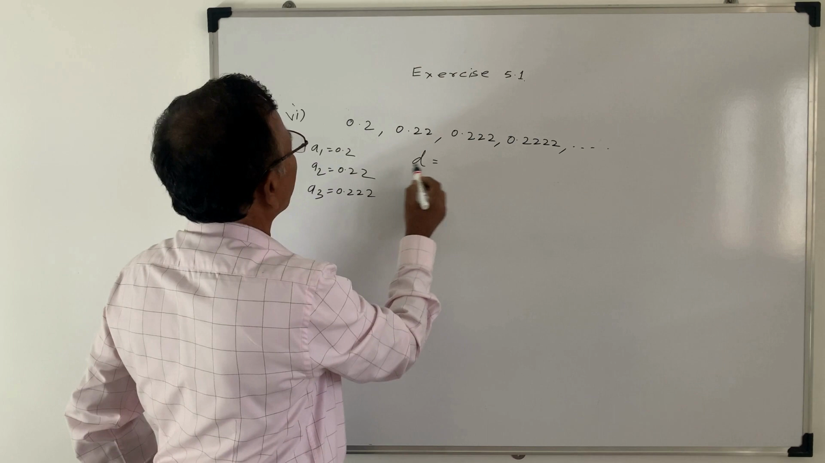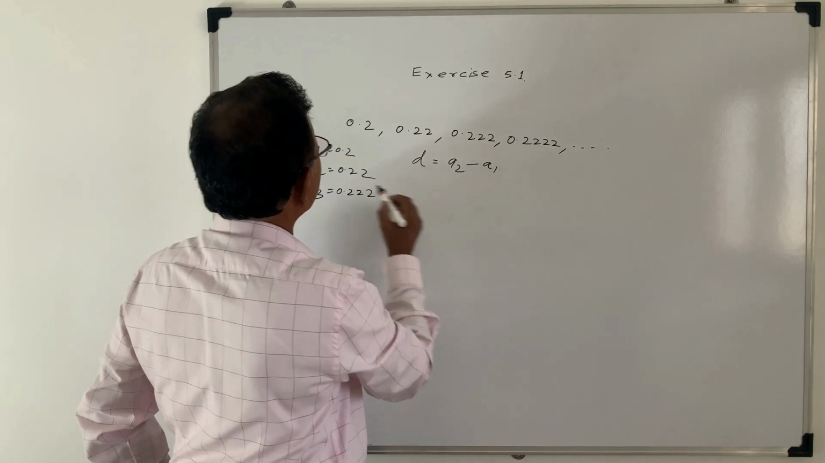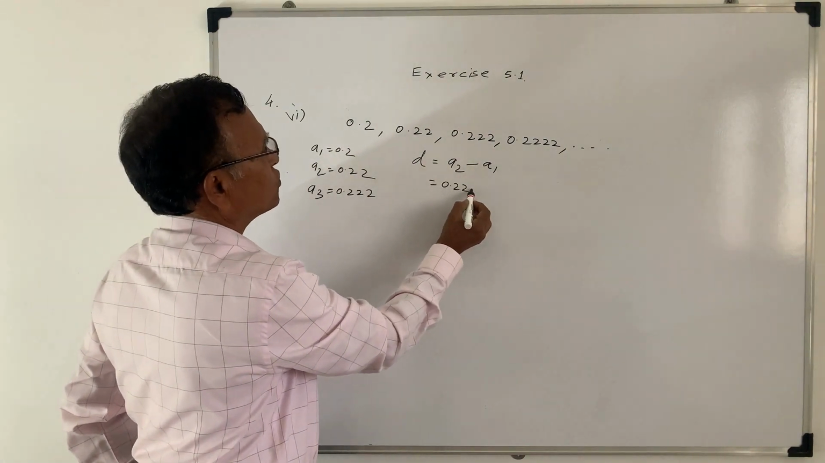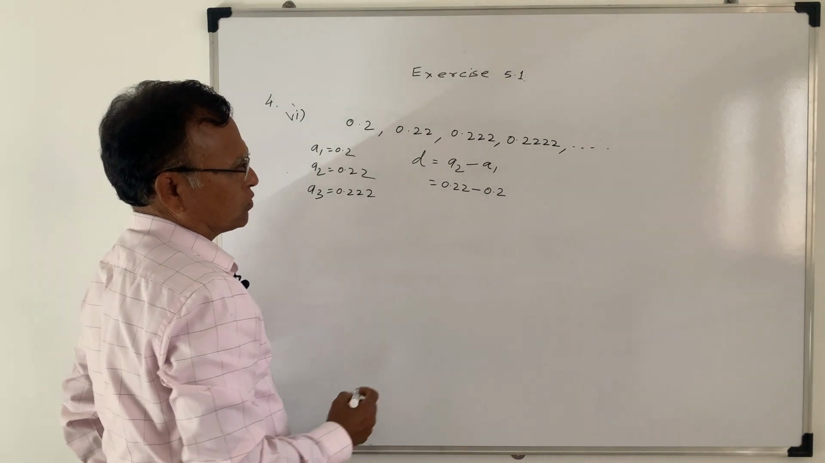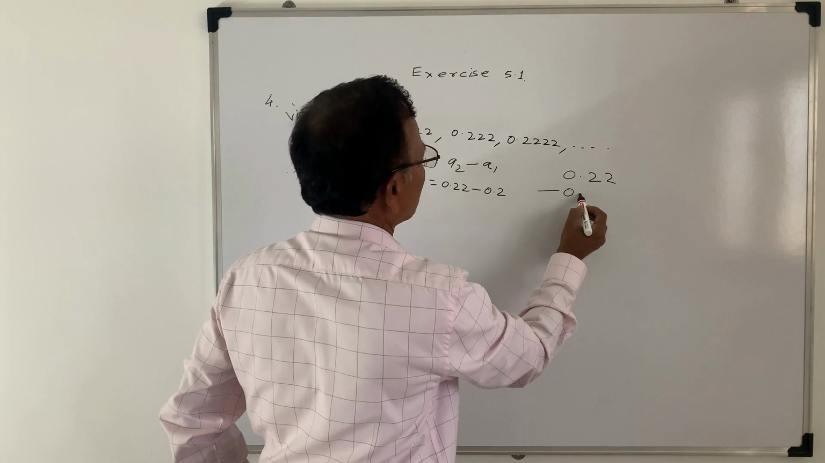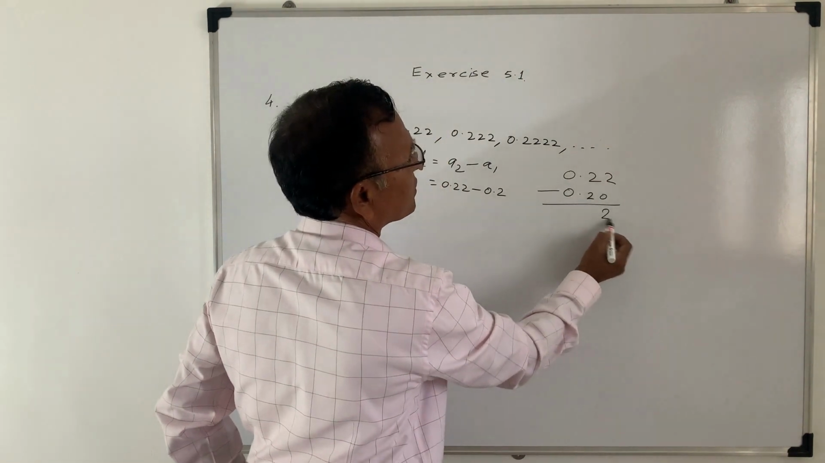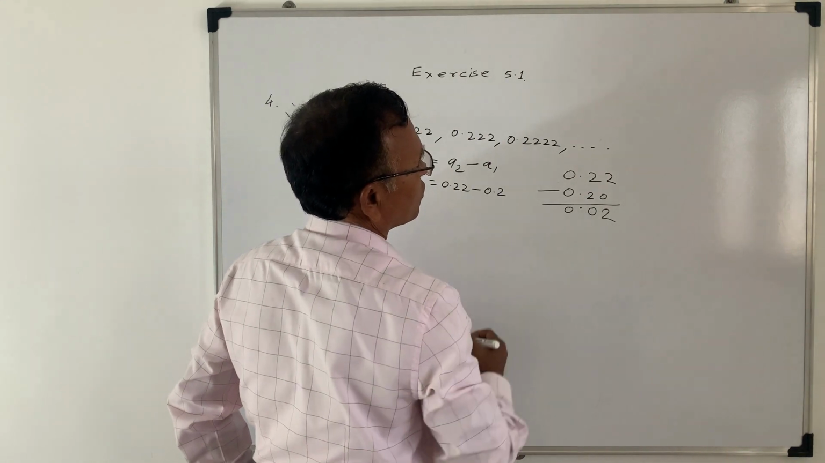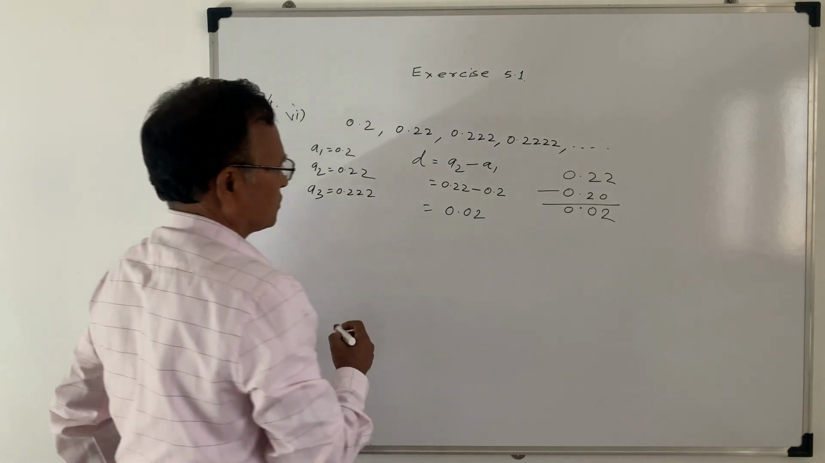Common difference you find out. A2 minus A1, that is 0.22 minus 0.2. So how can you write 0.2 minus 0.2? 2 means 2 0, you can write 2 0 0, that is 0.02.